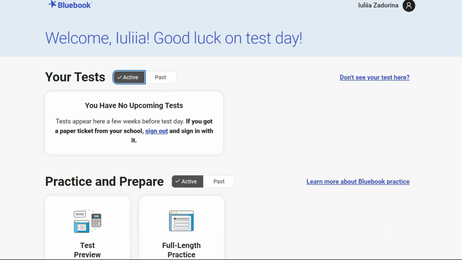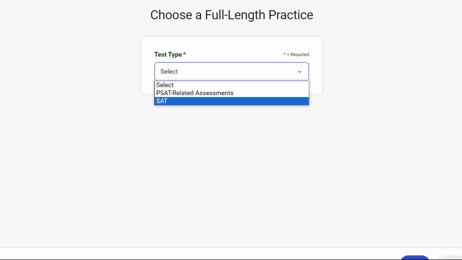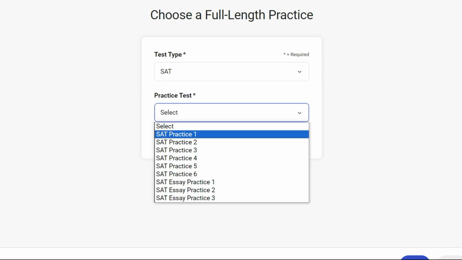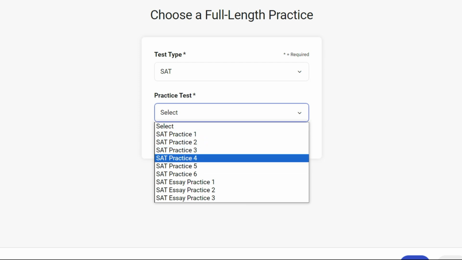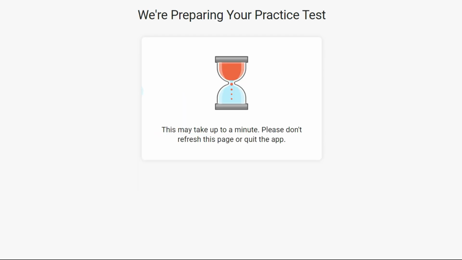Today I want to show you how to score 800 on your SAT math section. I'm going to show the tools and the methods that yield the best results. I'm going to go to Blue Book and select test. Here we have practice test 4.